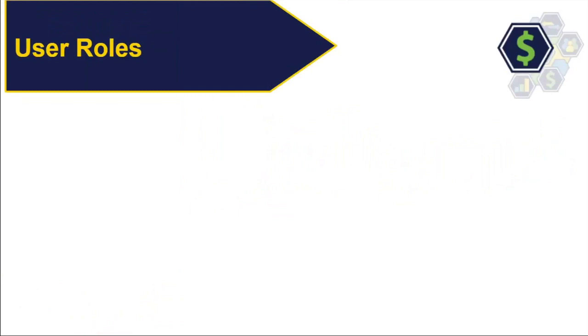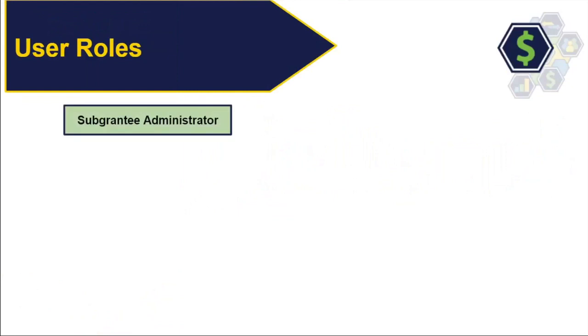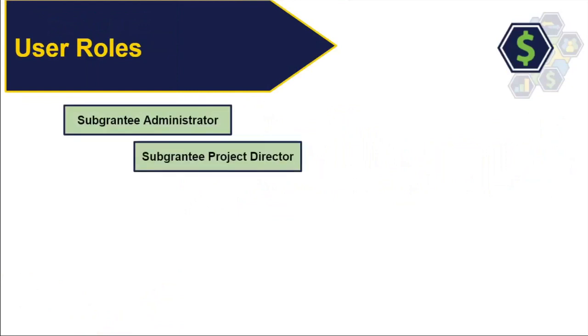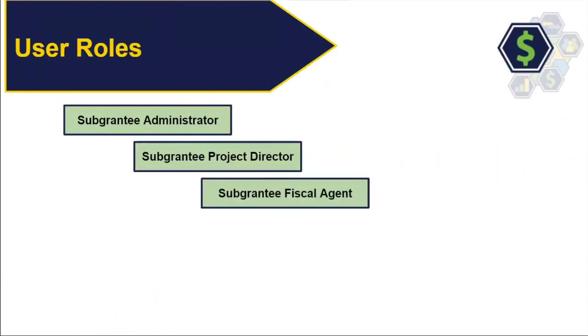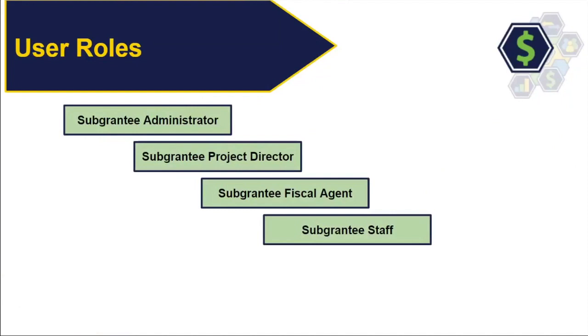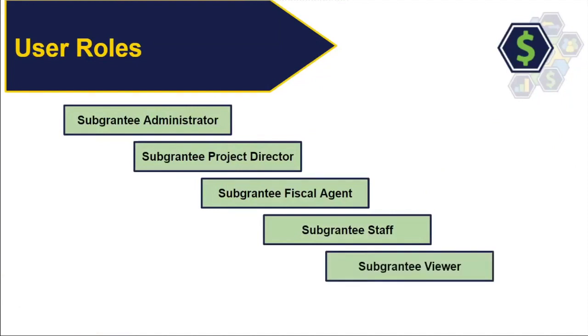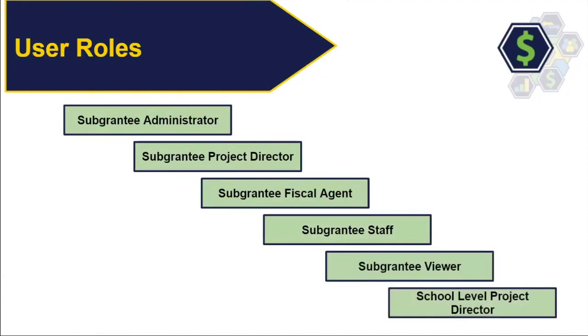There are 6 different user roles in the system, and we will cover each and what permissions are associated with them in this webinar. These roles are subgrantee administrator, subgrantee project director, subgrantee fiscal agent, subgrantee staff, subgrantee viewer, and school level project director. These roles are in descending order by the scope of permissions allowed to that role.